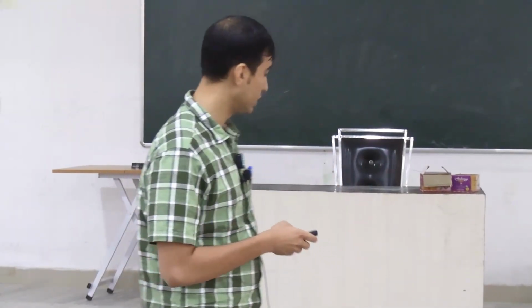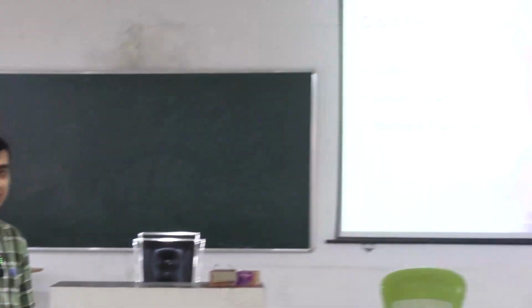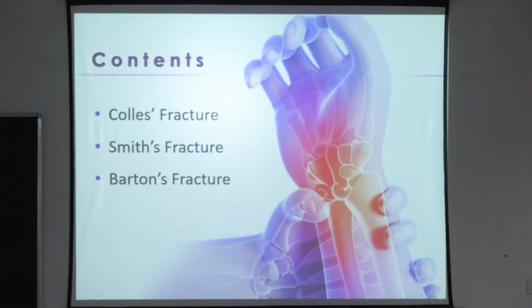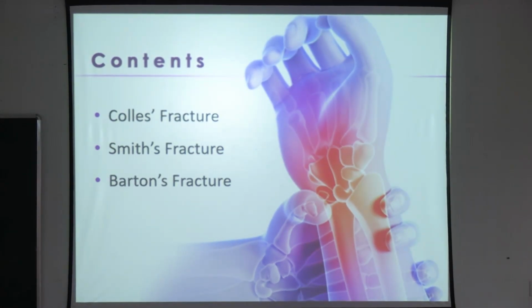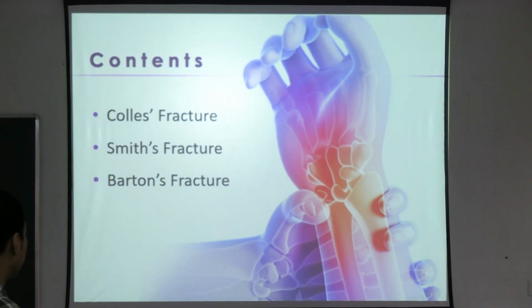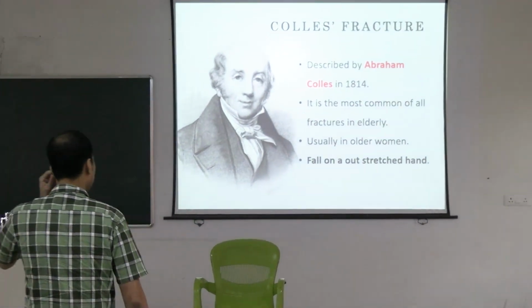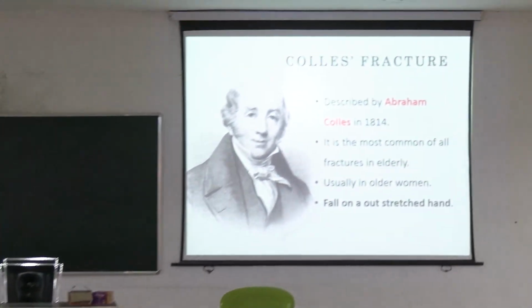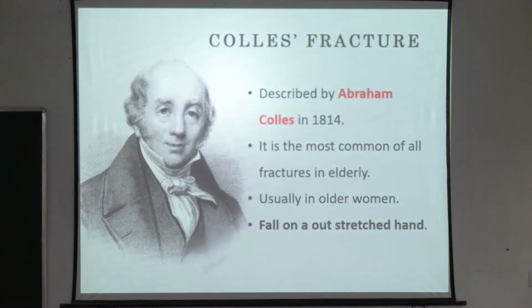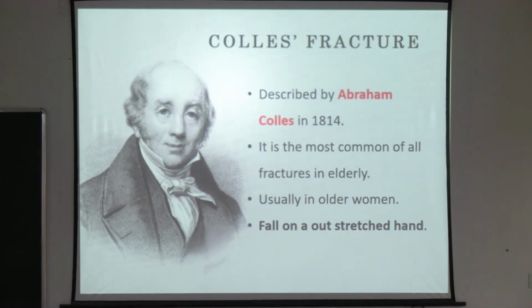So you should know certain important things about that, and we are going to cover three important fractures in distal radius today. One is a Colles fracture, another is its synonym Smith fracture, and Barton's fracture. So let's start with Colles. Colles fracture was first described by Abraham Colles in 1814. It's the most common of all fractures in the elderly population.